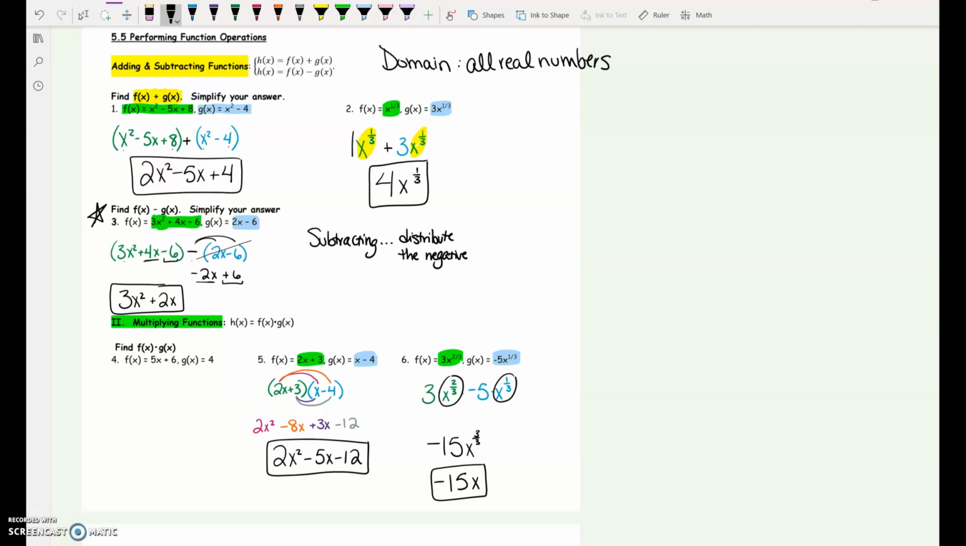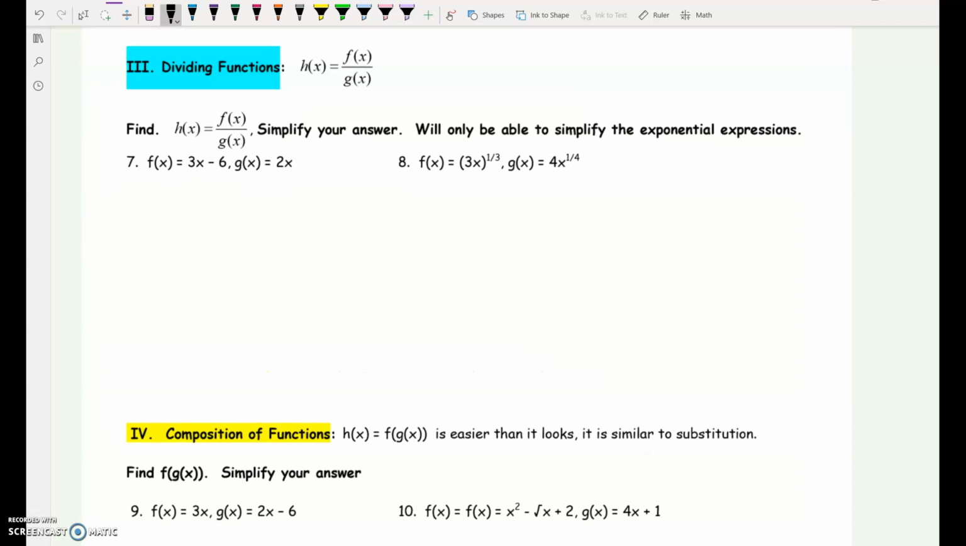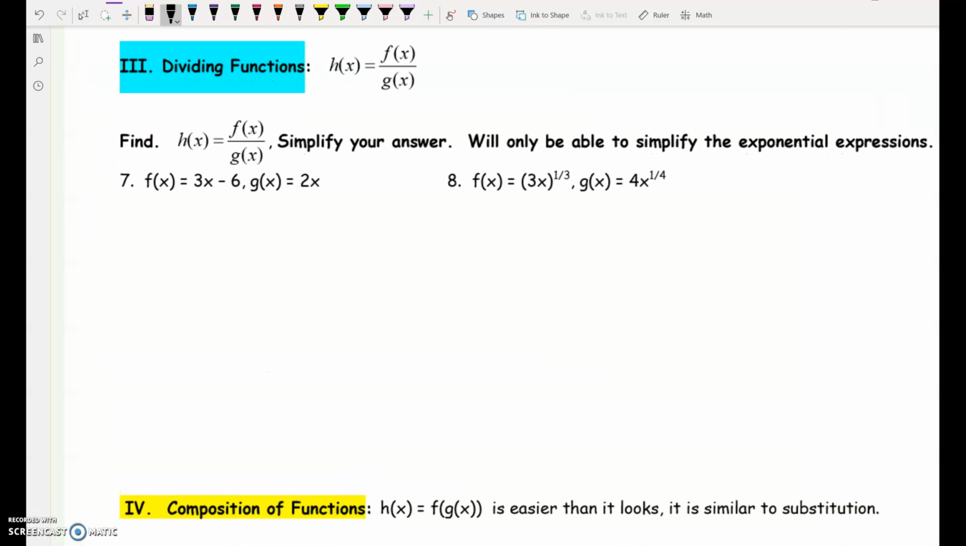If I look at something like number 3, 3x squared plus 2x, I can plug any x value in there. So everything is fine. There's no numbers that can't be used until we get to division. So on the next page, we're going to look at dividing functions. And this is where the domain has to be considered.